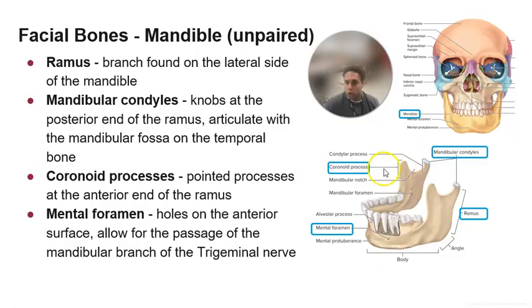Next, we have the coronoid process. So this curve over here of the bone, this is called the coronoid process. So it's a pointed process. It's a pointy process found on the anterior end of the ramus.